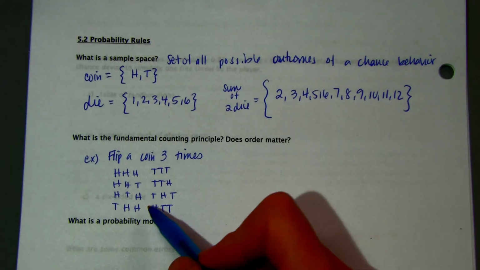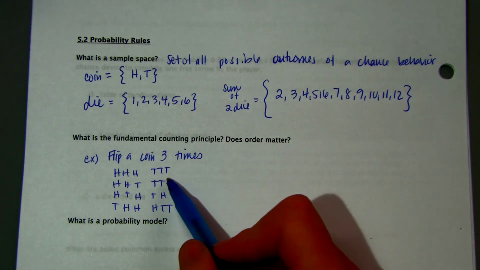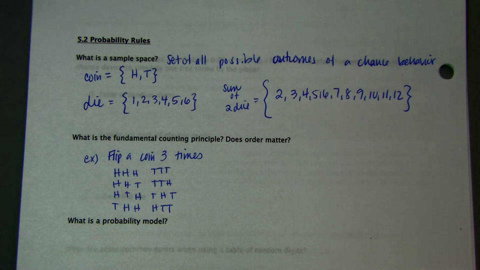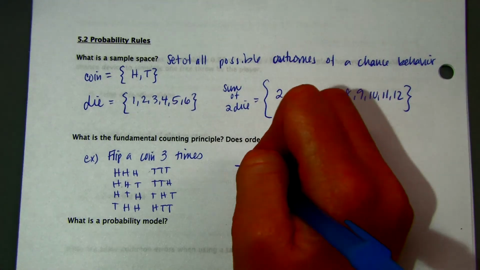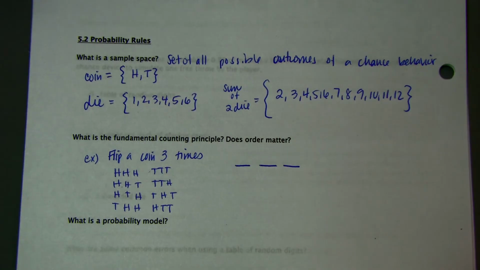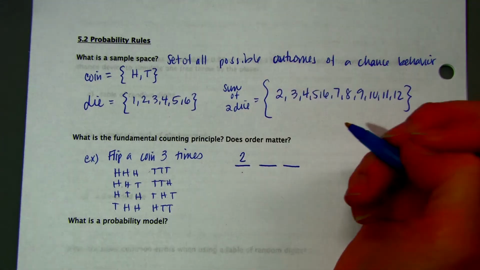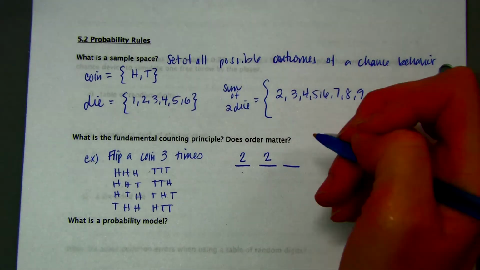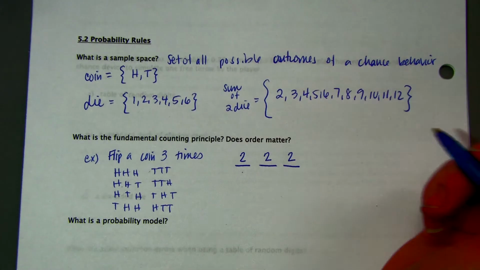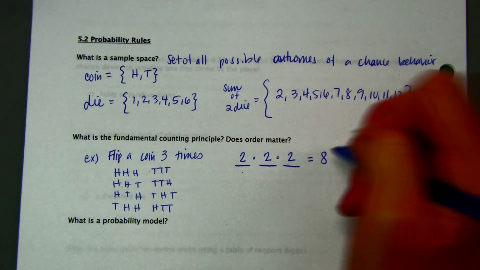But what the fundamental counting principle allows us to do is to actually figure out the total number of outcomes without having to list out all the possibilities. So I've got 3 coins, and each of the coin flips are independent of each other. On the first flip, I have two possible outcomes, either heads or tails. On the second coin flip, I have two possible outcomes. On the third, I have two possible outcomes. And so if I multiply them together, then I have 8 possible outcomes.